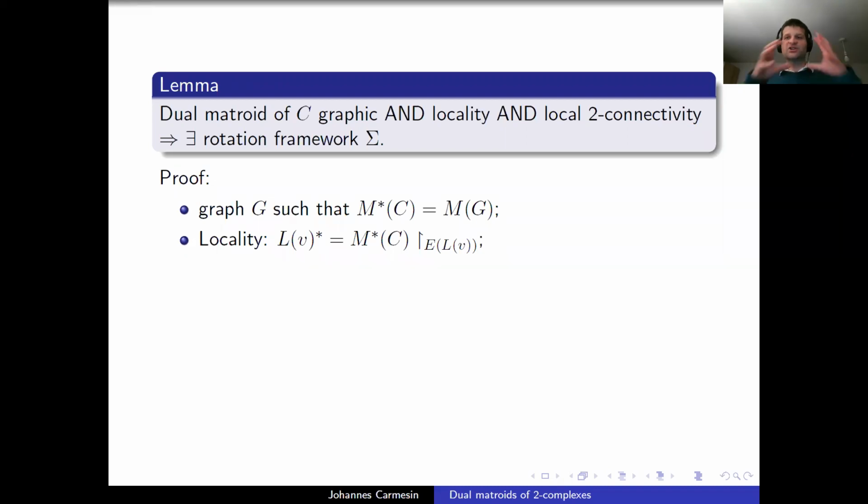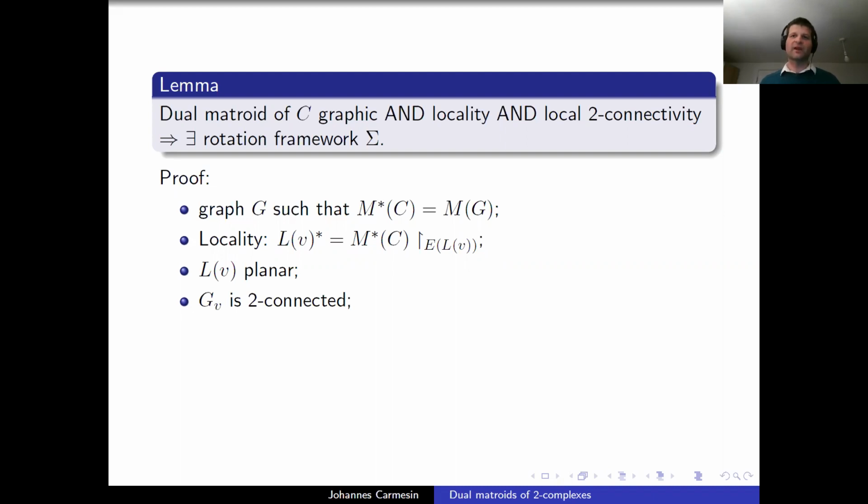And then we can use locality to see that all the link graphs are already planar. Why? Because we know by locality that these link graphs are equal to this dual matroid restricted to these faces. So we know that the dual matroids of the link graphs are actually graphic, right? And then by the 2-dimensional Whitney theorem, we get that they are planar because the dual matroids are graphic. All right, so the link graphs are planar from this notion of locality. But this doesn't quite give us a rotation framework because we need these planar embeddings of the link graphs to be compatible.